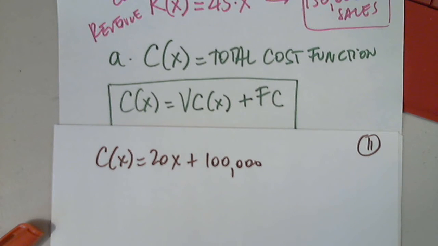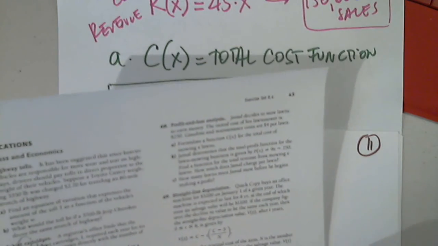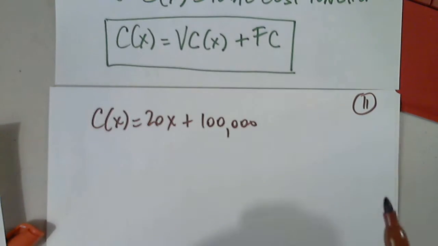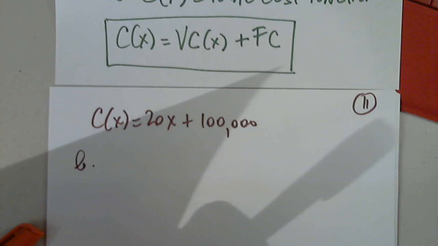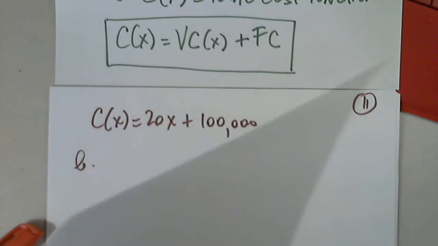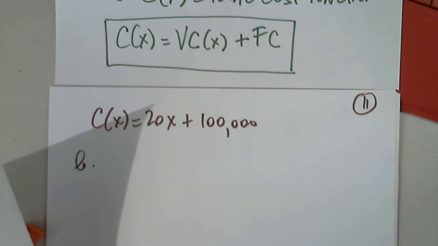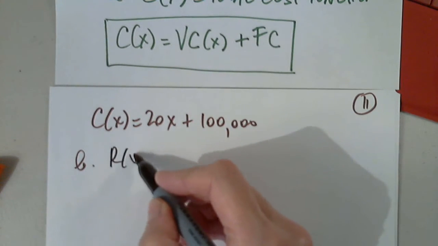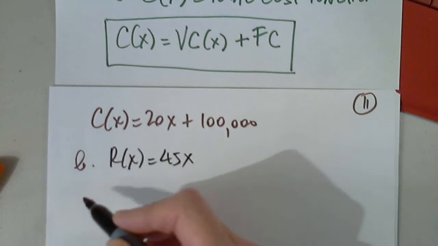Okay. It also says to graph it. They were asking us to also graph the revenue and the profit, so we're going to graph all of them at the same time. So we'll come back to the graphs. In part B, it says, using the same axis as in part A, find and graph R of X, the total revenue. So we already have R of X. I'm going to write it one more time. So this is 45X.